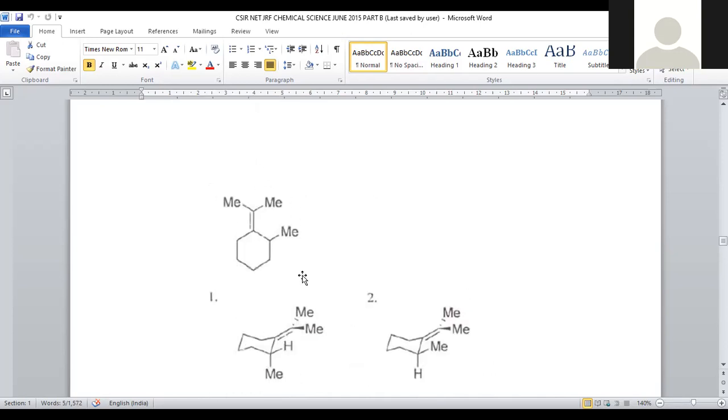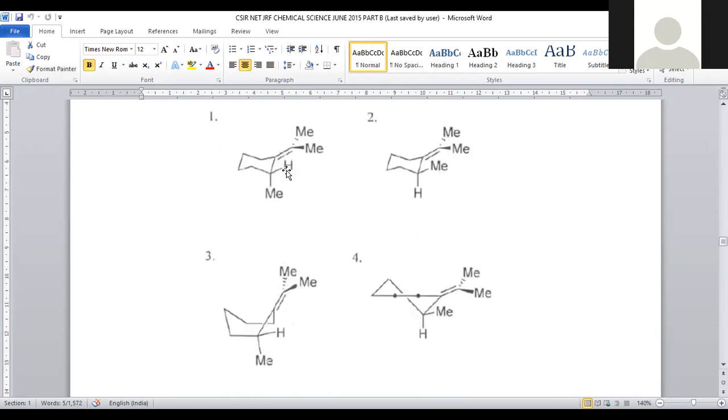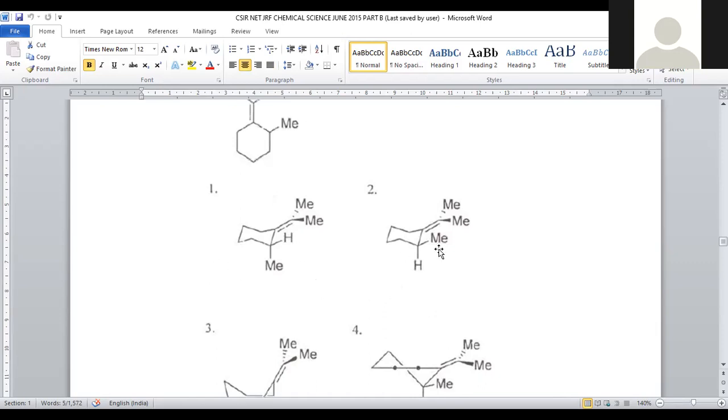This is a part of stereochemistry where the stability of all the conformations is provided in such an order. Chair will be highest, then twist boat, and the least stability is imparted to the half chair. This will be the stability order for cyclohexane conformations. Based on that fact, here are the 4 options. The last 2 options will be discarded, being boat and half chair. So we can discard these 2. The only possibility is option number 1 or 2 where the chair form is there, right?